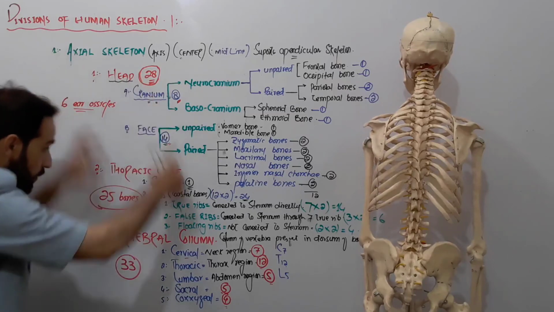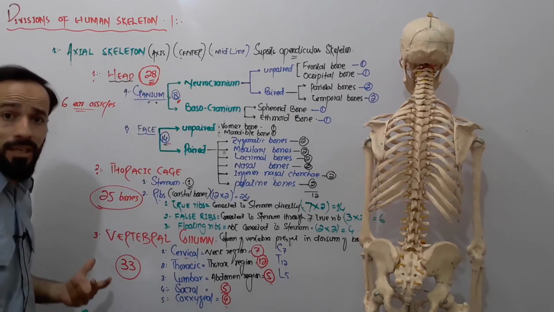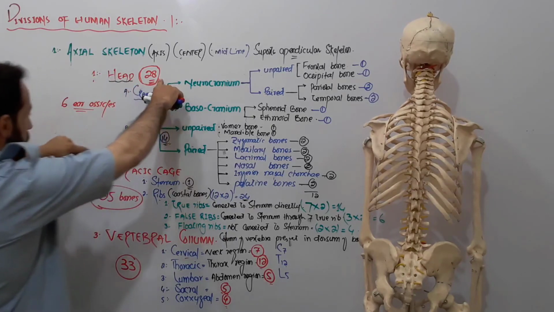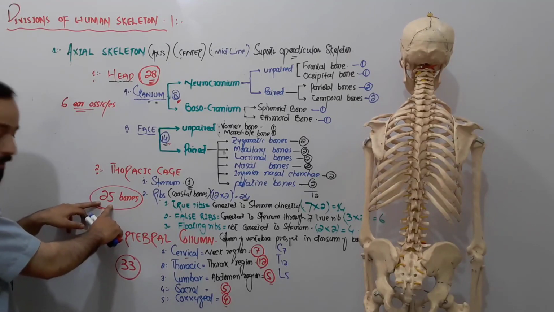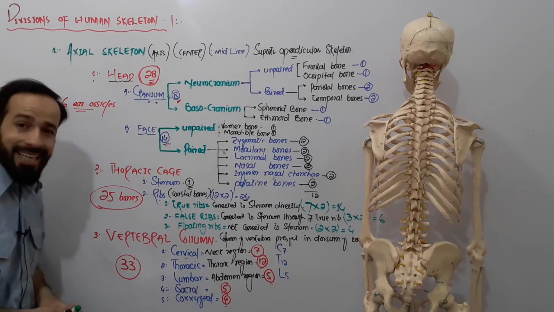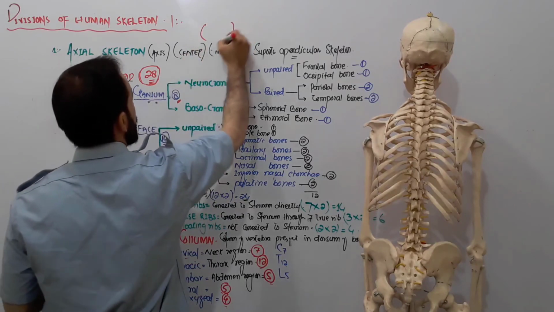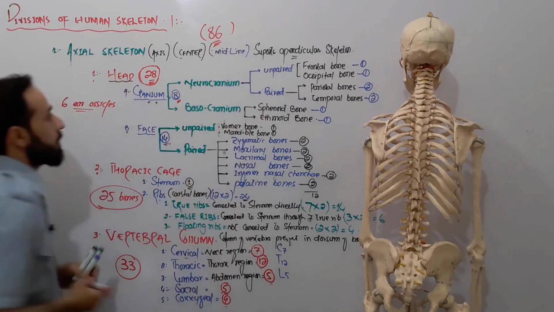So how many total bones are present in your axial skeleton? Let's count that. Total bones in your axial skeleton, look, 28 plus 25, that is 53, and 53 plus 33, that is about 86 bones, right? So in your axial skeleton you have a total of 86 bones.